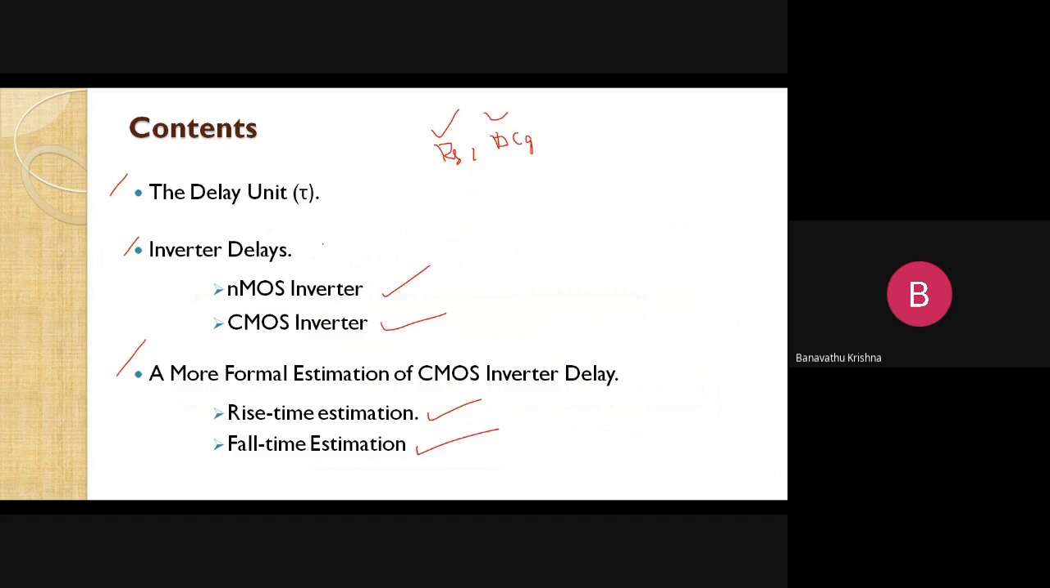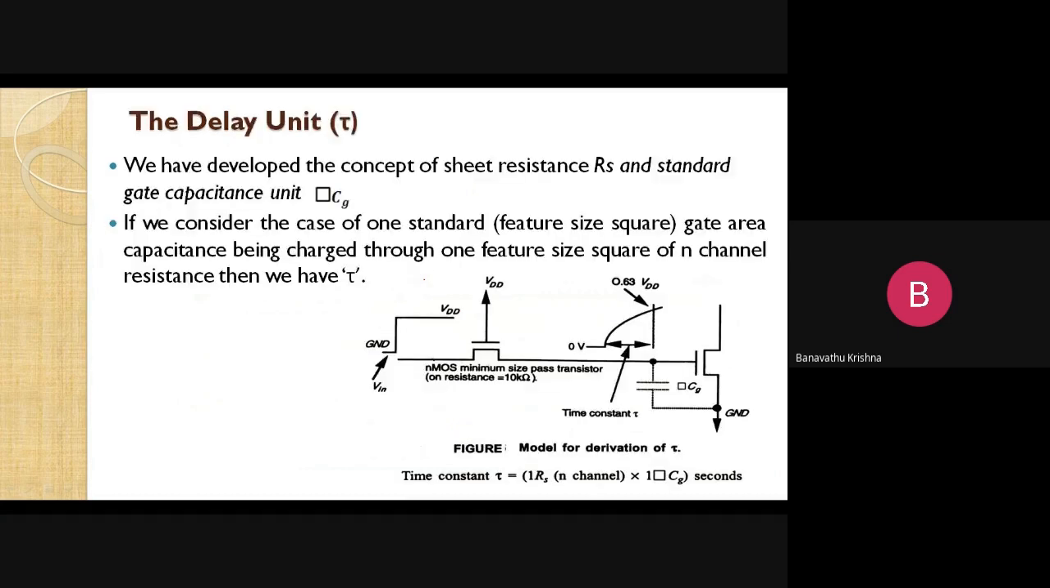I want to calculate the NMOS inverter delays and CMOS inverter delays. But one thing here: the NMOS inverters are going to be connected in cascaded form, and then we have to calculate the delay response, meaning how much time it takes to generate the response at the output, right? So firstly, there is the delay unit. This is the figure we are going to discuss for this concept.